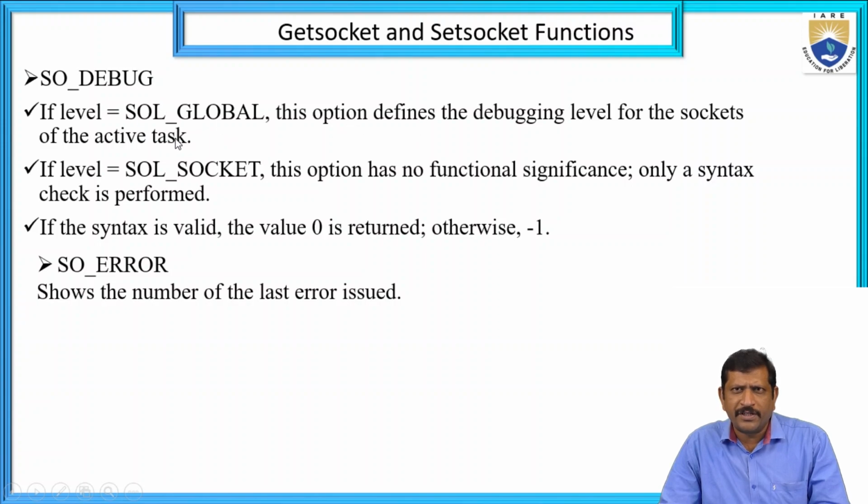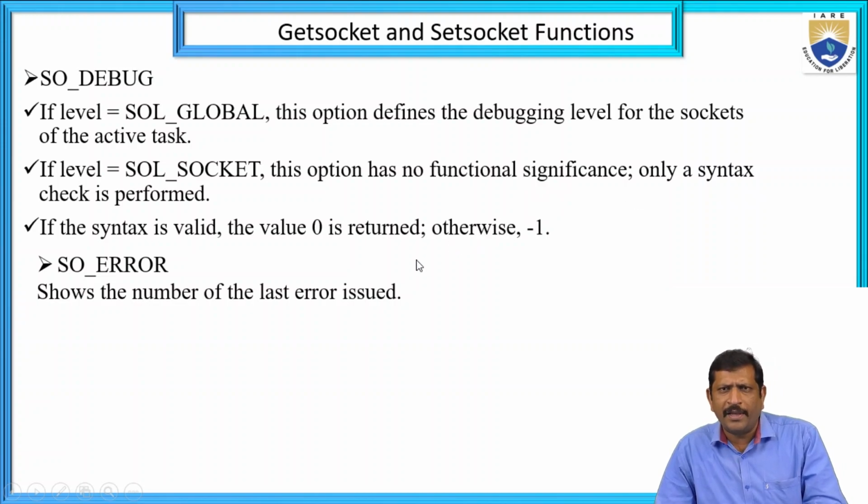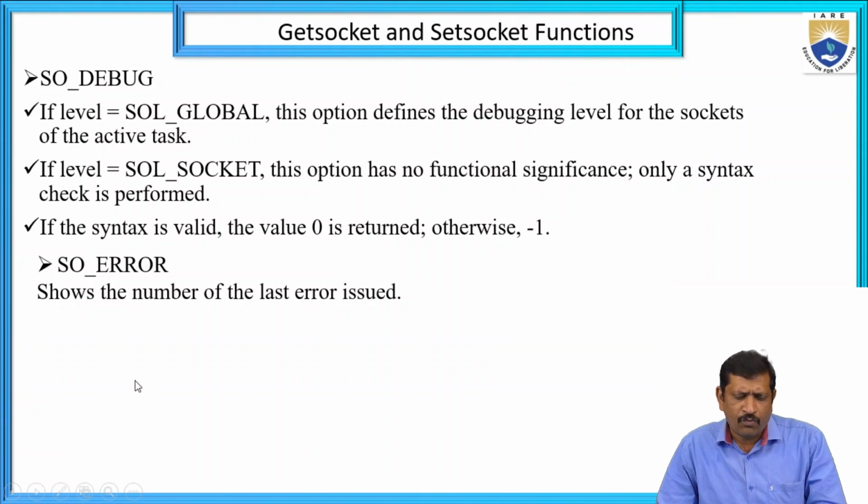This option defines the debugging level for the socket of the active task. If level is equal to SOL_SOCKET, this option has no functional significance. Only a syntax check is performed. If the syntax is valid, the value 0 is returned. Otherwise, it returns -1.